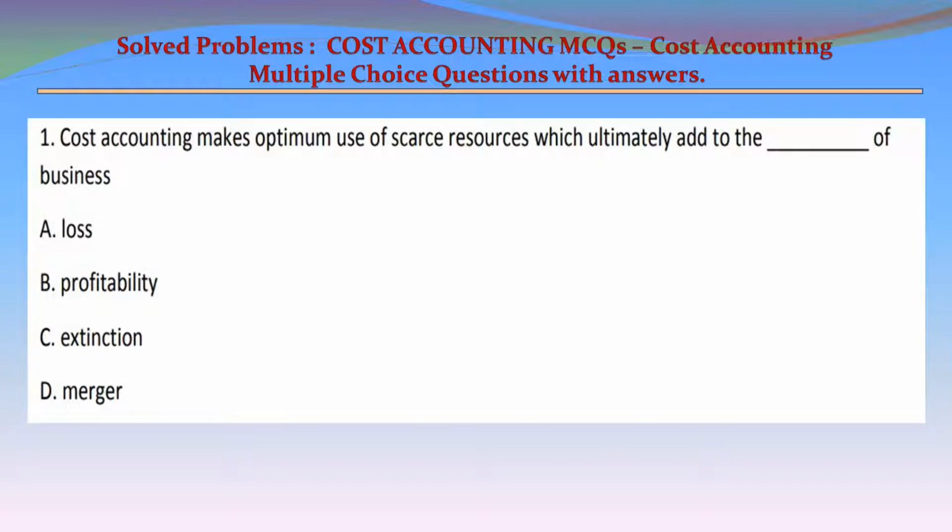1. Cost accounting makes optimum use of scarce resources which ultimately add to the dash of business. Options A. Loss. Option B. Profitability. Option C. Extinction. Option D. Merger.